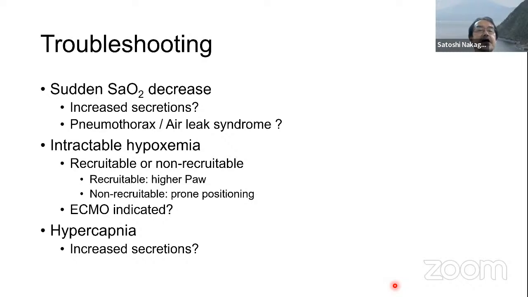With hypercapnia, the increased secretion also interferes with the oscillation, the airflow oscillation to the lung. So we must rule out the increased secretion condition by endotracheal suctioning.